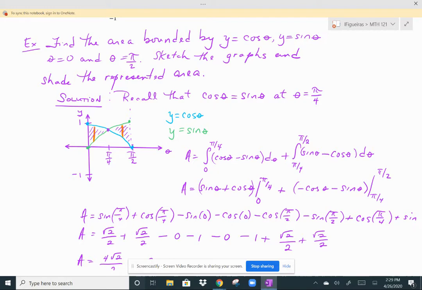So these two curves intersect at pi over 4. You might remember that from trigonometry, that cosine and sine are equal when the angle is 45 degrees, and 45 degrees is pi over 4. That's the midpoint between 0 and pi over 2. Okay, so now we have our two vertical lines. When theta is equal to 0, that's my y-axis, and theta equal to pi over 2, well, that's this dotted line all the way to the right.